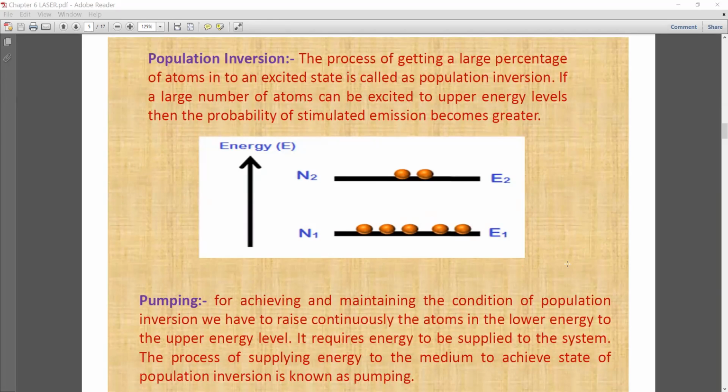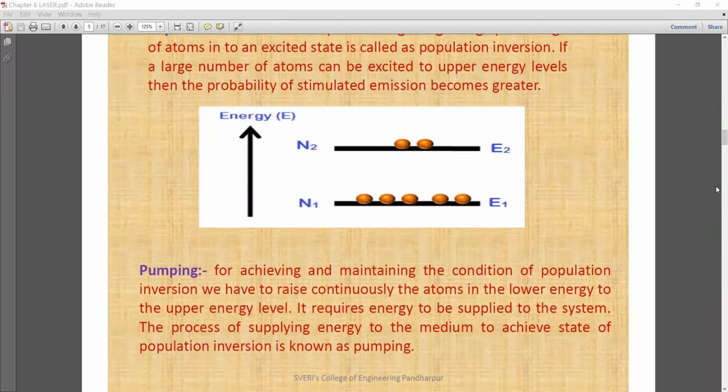The process of getting a large percentage of atoms into an excited state is called population inversion. If a large number of atoms can be excited to upper energy levels, then the probability of stimulated emission becomes greater. Okay. Then next, pumping.